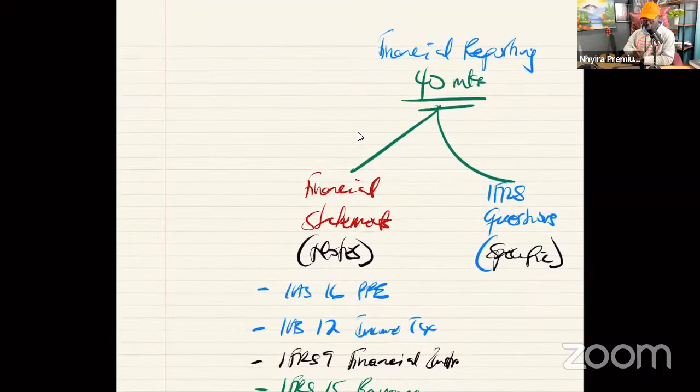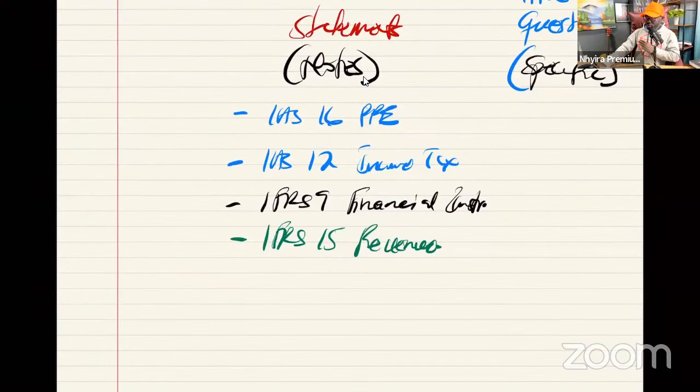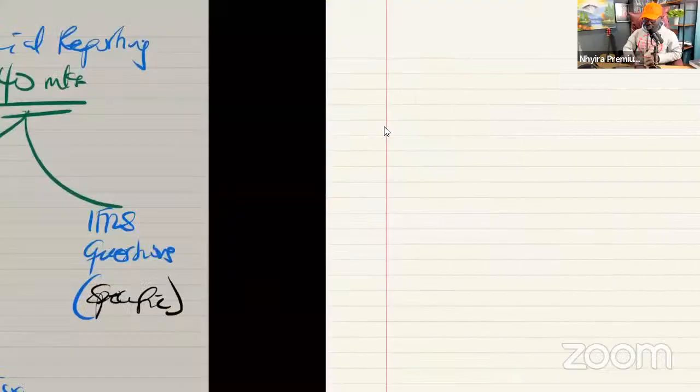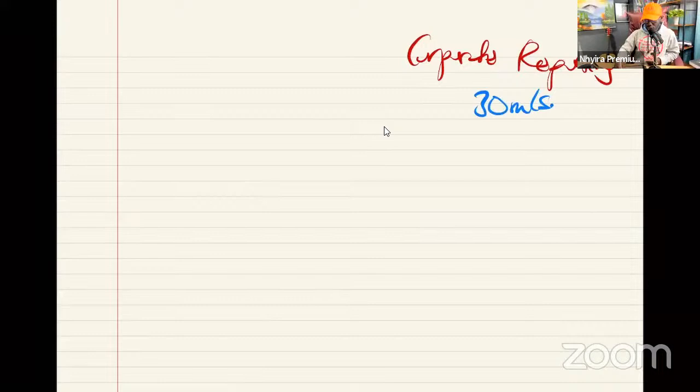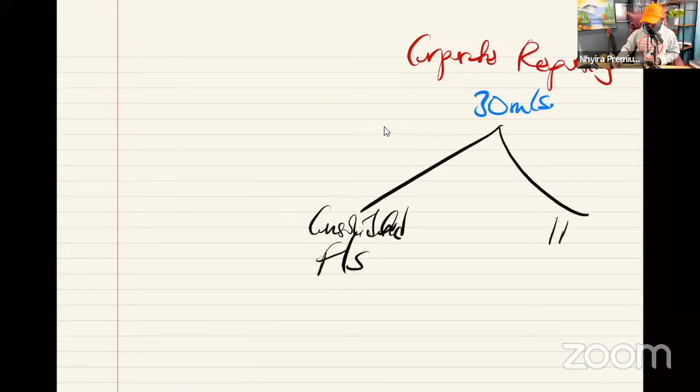Now, for those of you doing corporate reporting also, we have mentioned this already as well, that when it comes to corporate reporting, we're going to have a minimum of 30 marks directly coming in on the standards that you need to pay attention to. The way the examiner is going to pull that up will be something relating to the consolidated financial statement, and then also some IFRS specific questions that the examiner will throw at us.